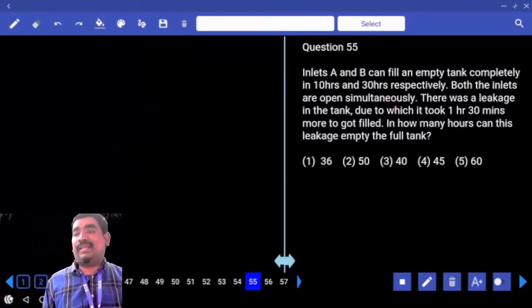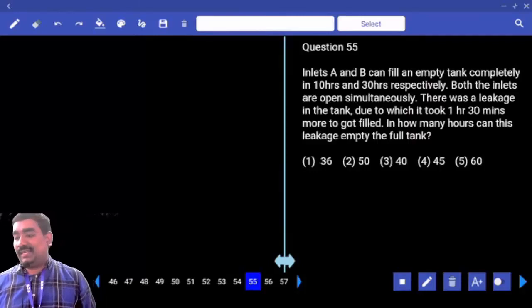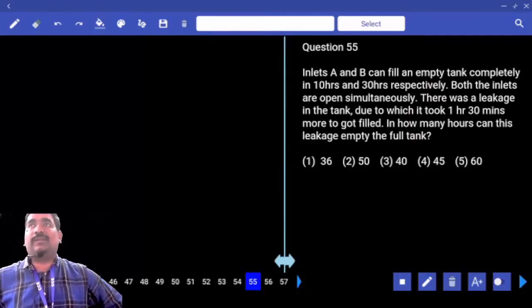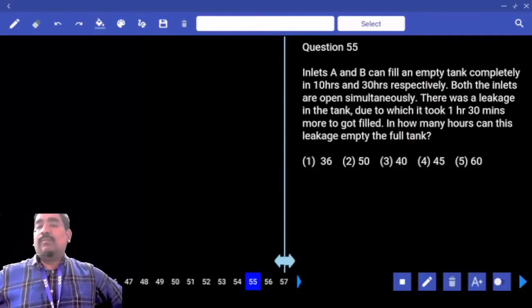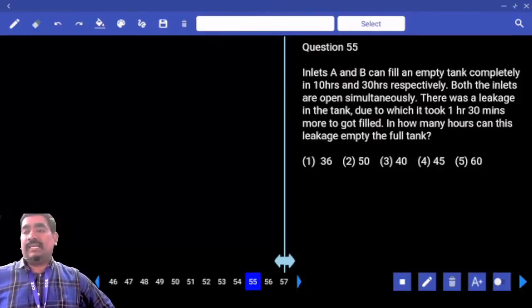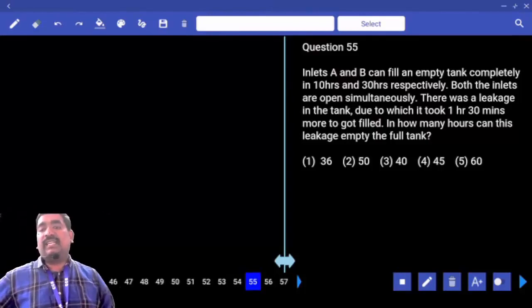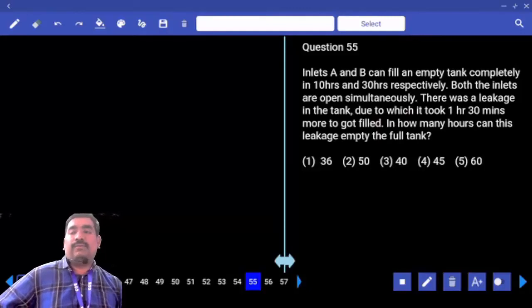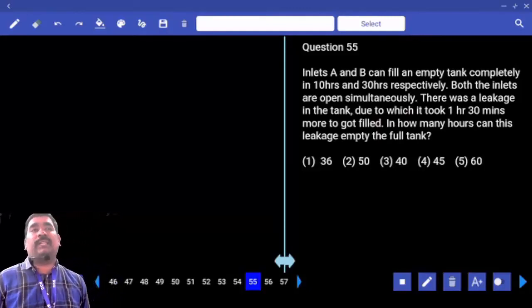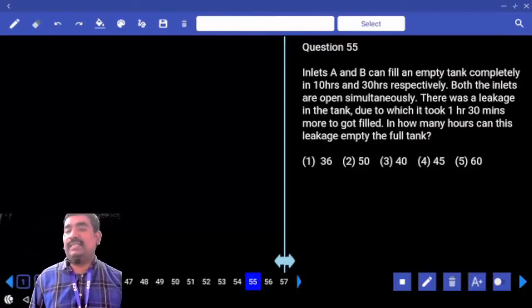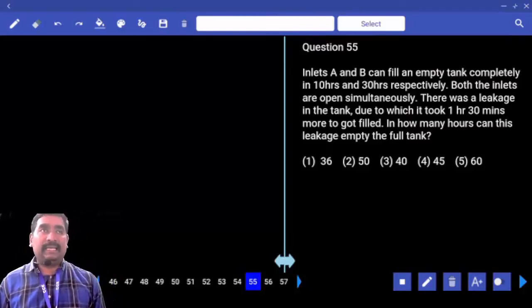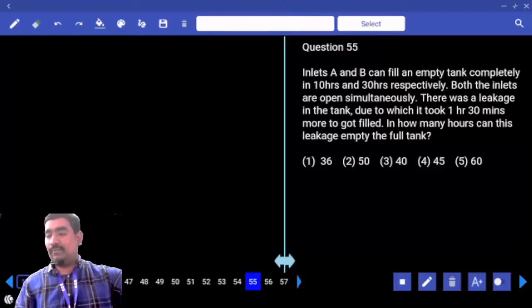Inlets A and B can fill an empty tank completely in 10 hours and 30 hours respectively. Both of the inlets are open simultaneously. There was a leakage in the tank, due to which it took 1 hour 30 minutes more to get filled. In how many hours can this leakage empty the full tank?